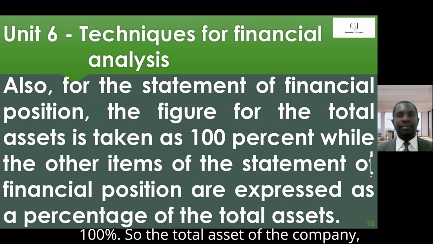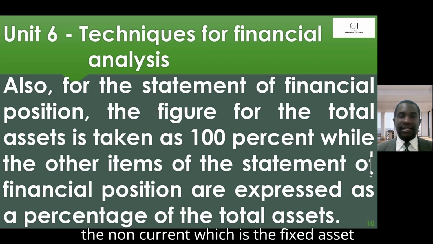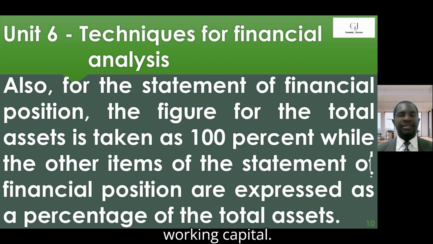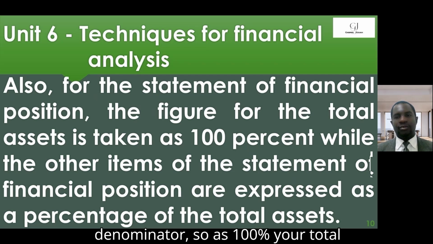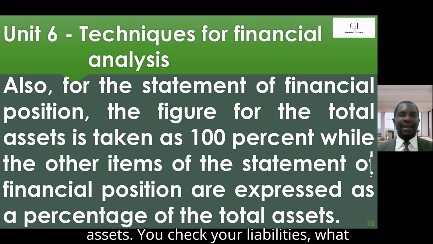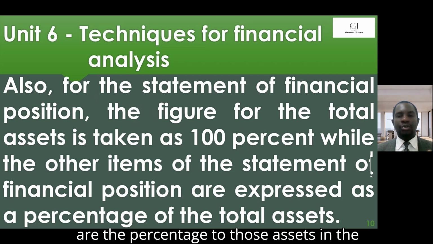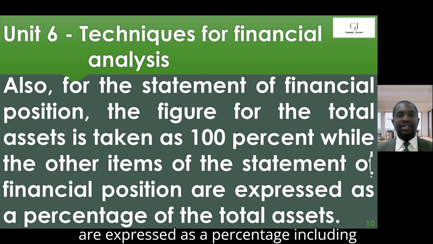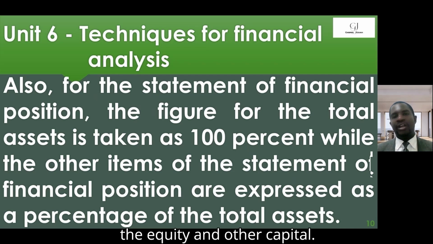So the total assets of the company, the non-current, which is the fixed assets, and the current assets, which is the working capital variant, is what we use as the denominator. So with your total assets as 100%, you check your liabilities, what are the percentages to those assets in the statement of financial position, and they are expressed as a percentage including your equity and other capital.